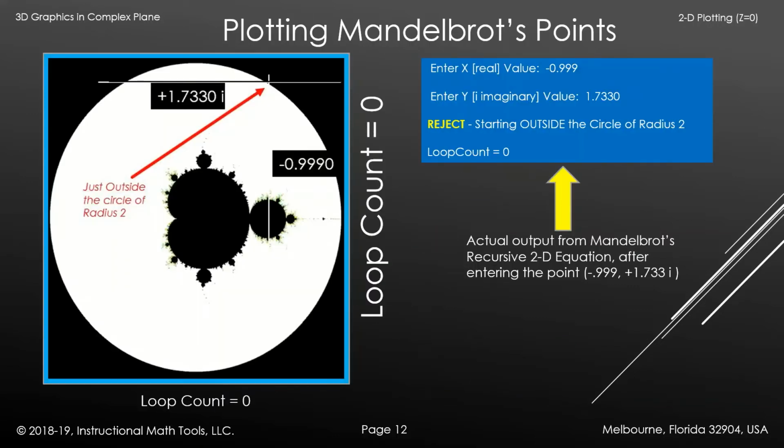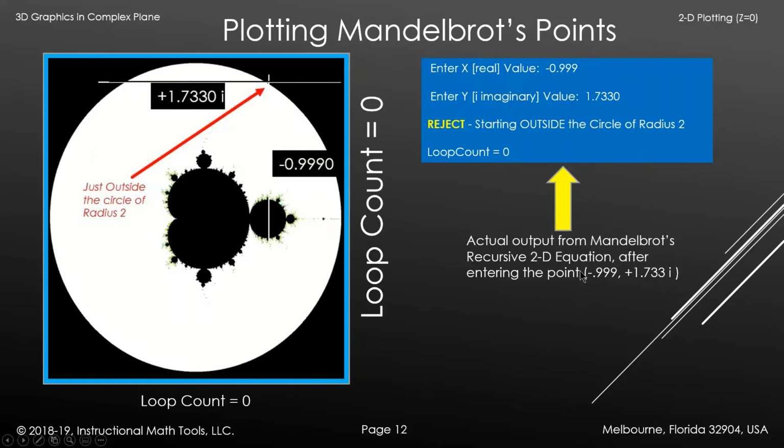Let's plot some points in the 2D environment to utilize Mandelbrot's recursive equation. This is an actual output of a tool that I wrote that responds with the status. Given a point, it comes back with the status and tells how many loop counts occurred, and then we know what kind of point it is.